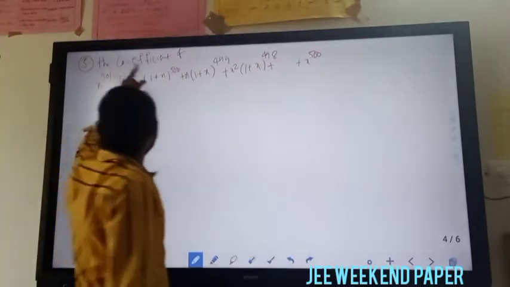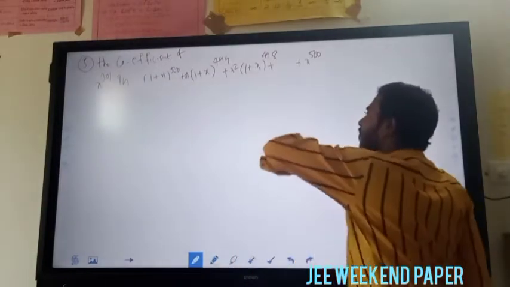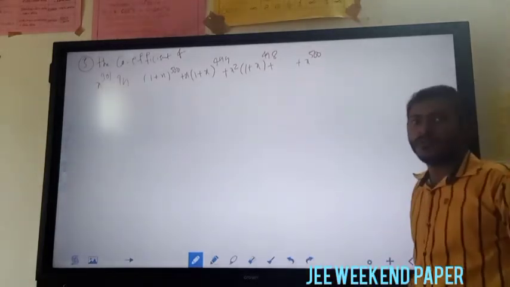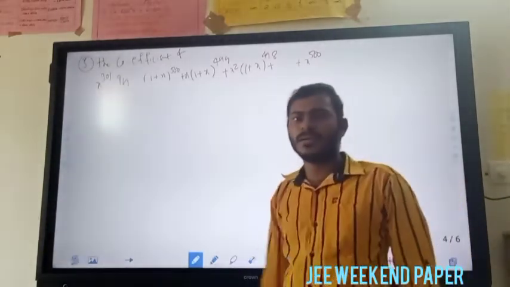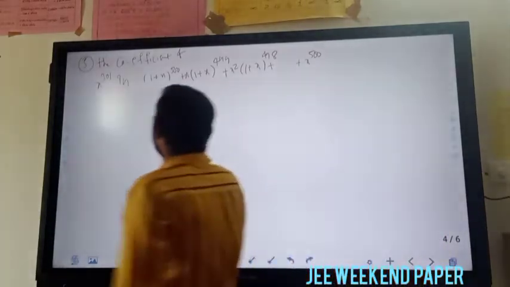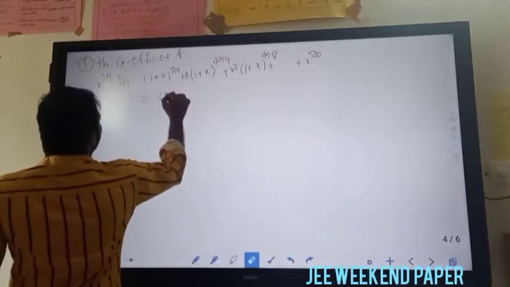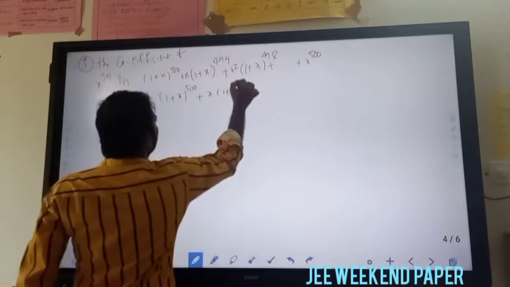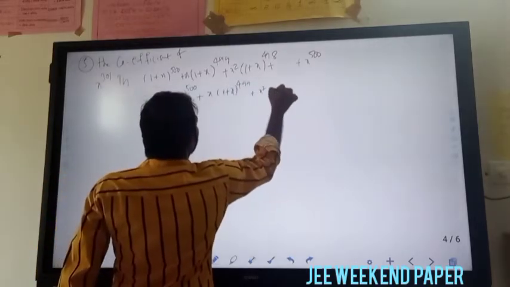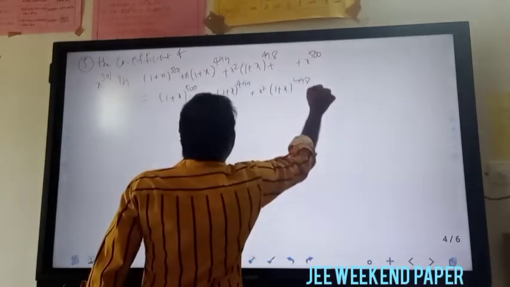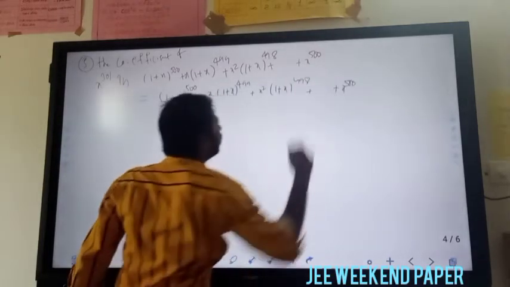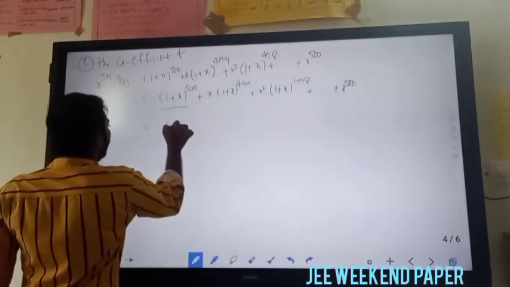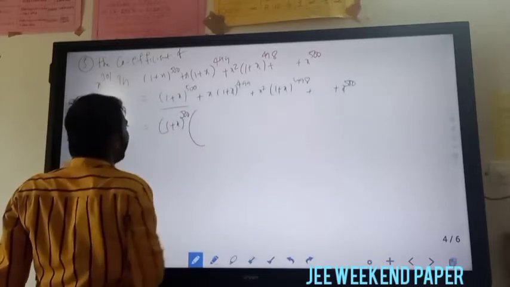Here, the coefficient of x power 301 in 1 plus x whole power 500, plus x into 1 plus x whole power 499, plus x square into 1 plus x whole power 498, up to x power 500. So the given expansion is 1 plus x whole power 500 plus x into 1 plus x whole power 499 plus x square into 1 plus x whole power 498 up to x power 500. Here, simply I am taking the common term: 1 plus x whole power 500 will be taken as common.